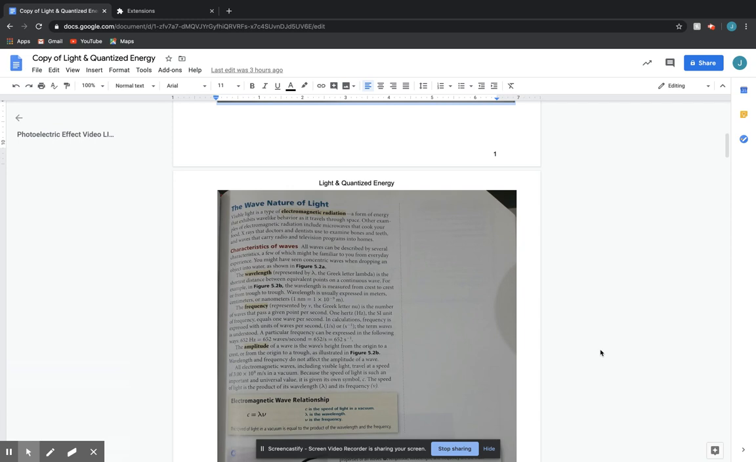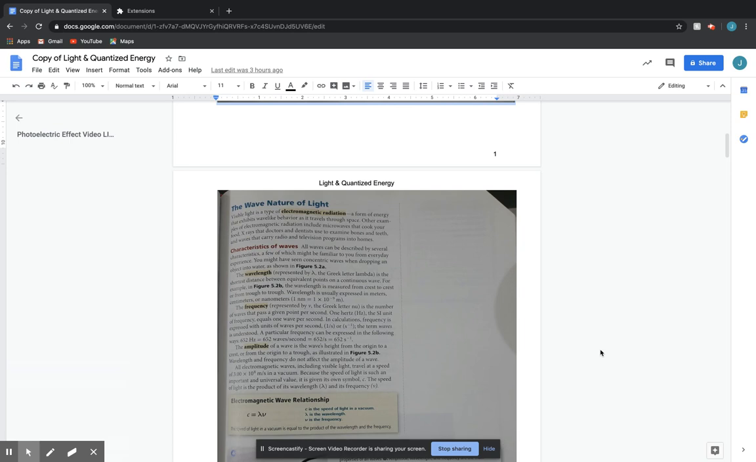The frequency is the number of waves that pass a given point per second. 1 hertz, the SI unit of frequency, equals 1 wave per second. In calculations, frequency is expressed with units of waves per second. The term waves is understood. A particular frequency can be expressed in the following ways: 652 hertz equals 652 waves per second, or 652 per second.